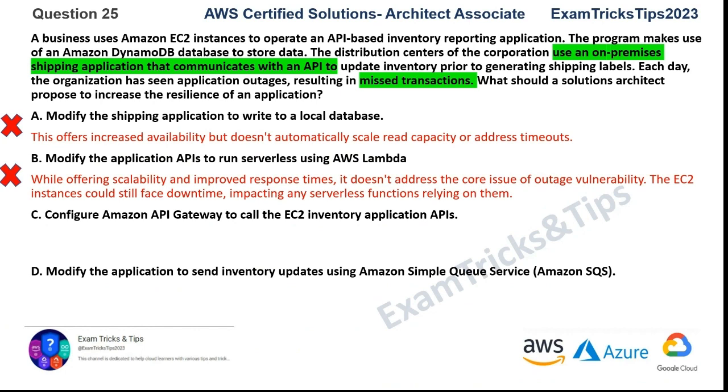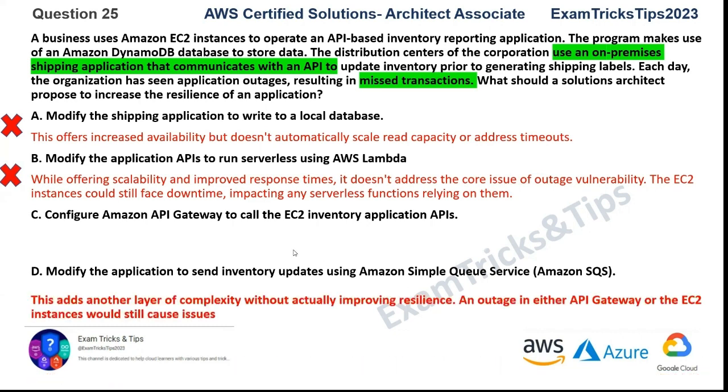Let's look at option C. Option C says configure Amazon API Gateway to call EC2 inventory application APIs. Now, this is adding another level of complexity without actually improving the resilience. An outage in either API Gateway or the EC2 instance would still cause the issue. In this case, we are even assuming that maybe there is an outage on the AWS side. So just having an API Gateway is not going to help, because the whole point is we need to decouple, and if either of these application components is not available, whether it is AWS or on-prem, we want to make sure that your application is reliable and your updates are going through, or at least queued up somewhere so that they can be processed whenever the application components are back up.